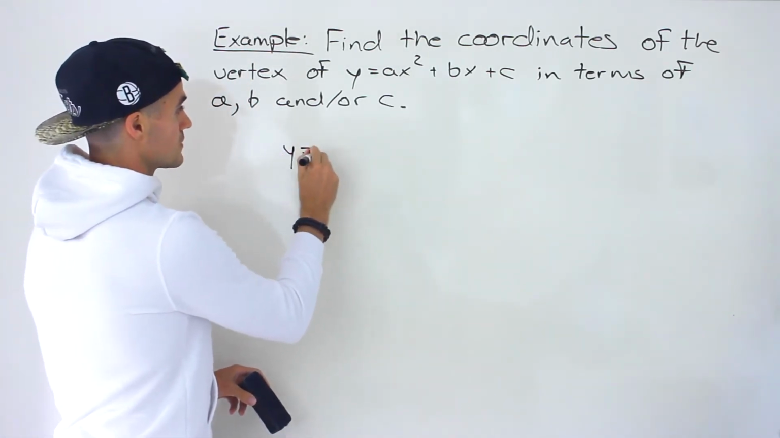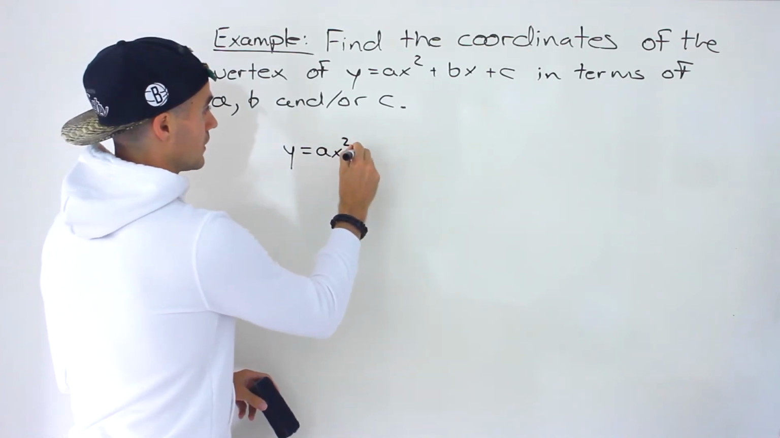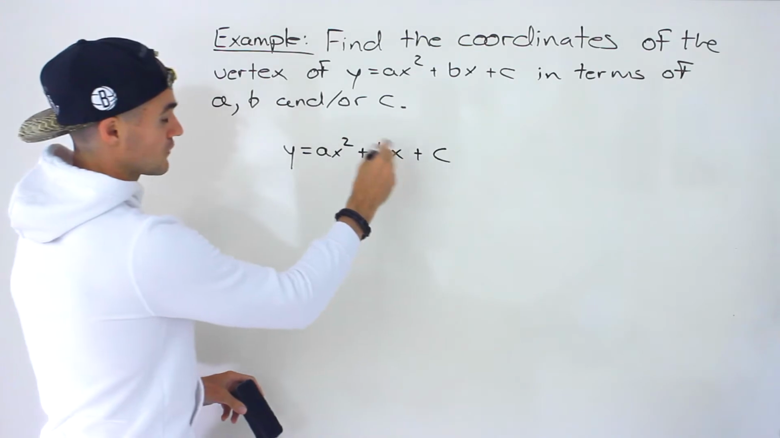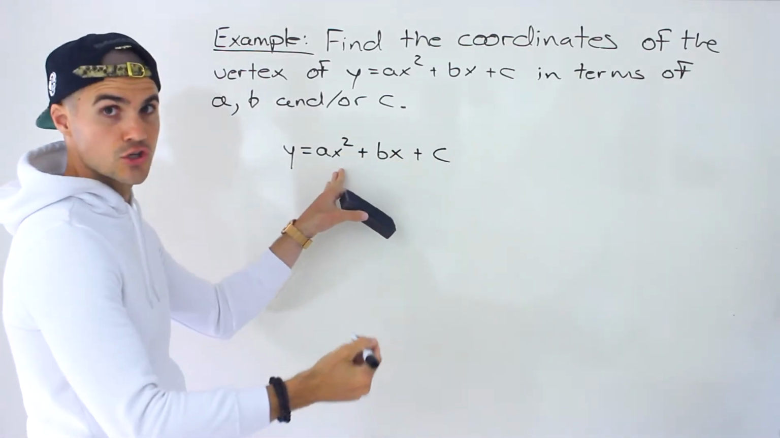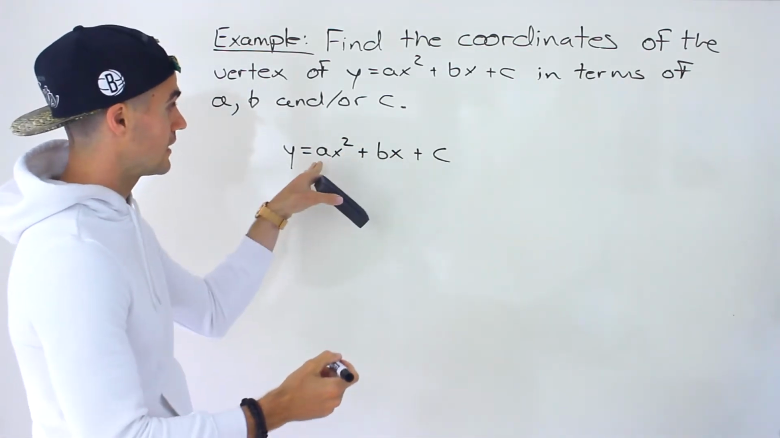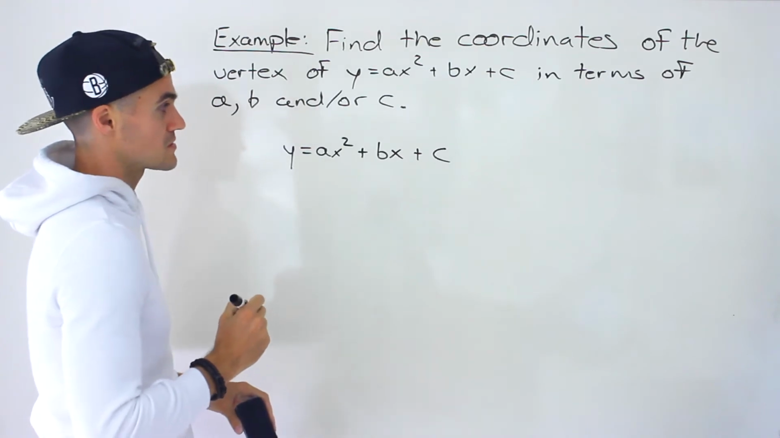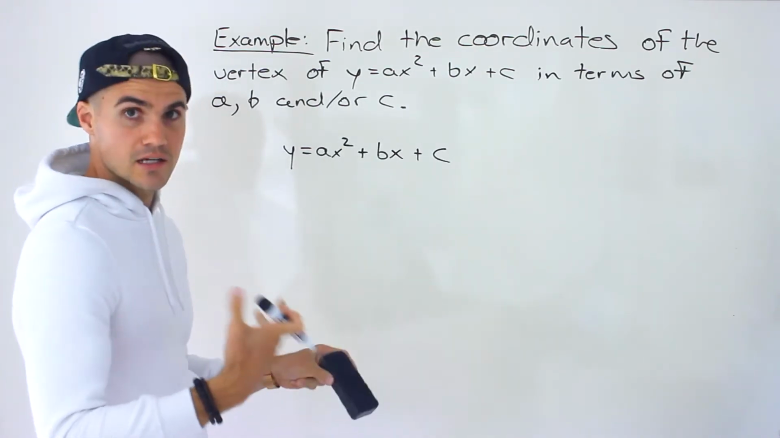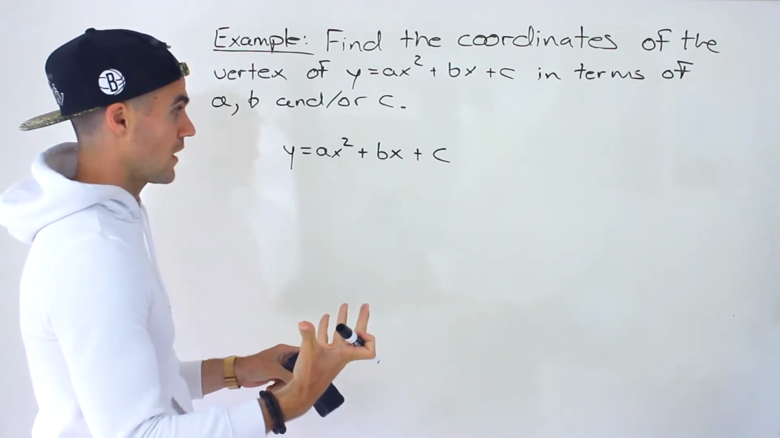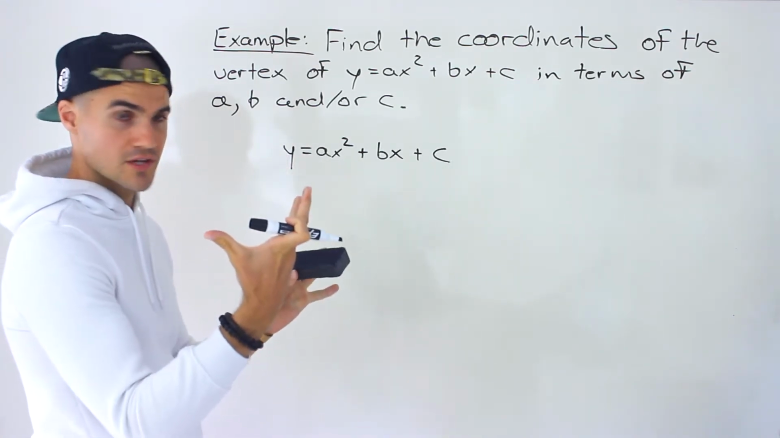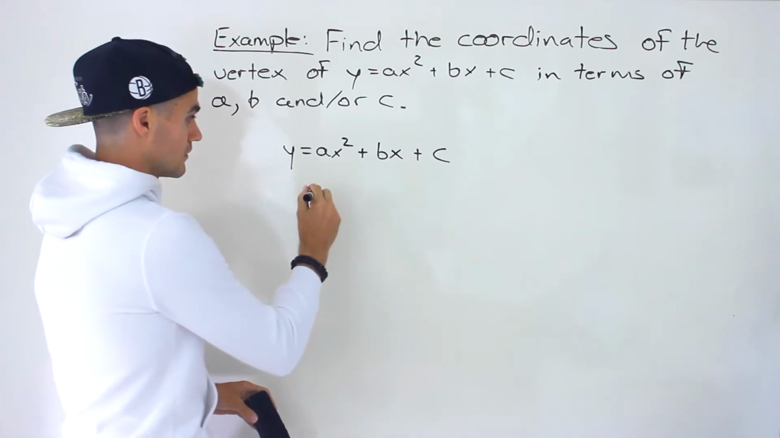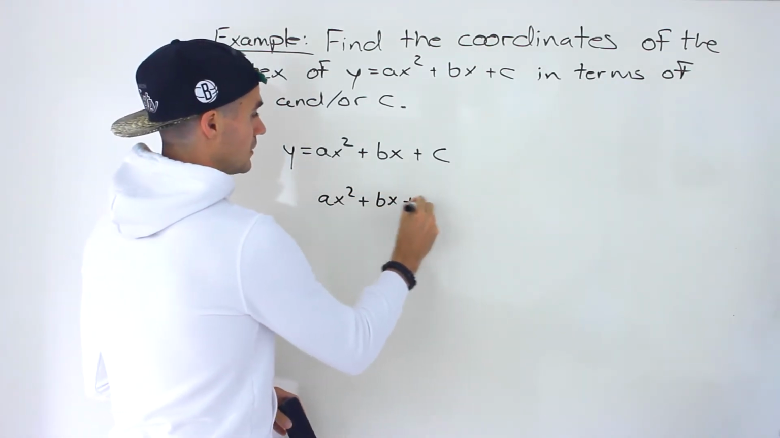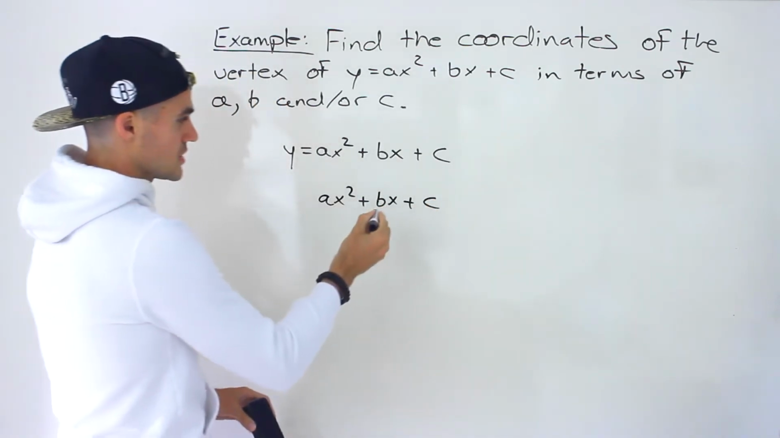So what we have to do is find the coordinates of the vertex of this general form quadratic that is in standard form, ax squared plus bx plus c. And so what we're going to have to do on this is complete the square, and then once it's in vertex form, we can then get the vertex. So this one's going to be a little bit trickier versus just dealing with numbers.